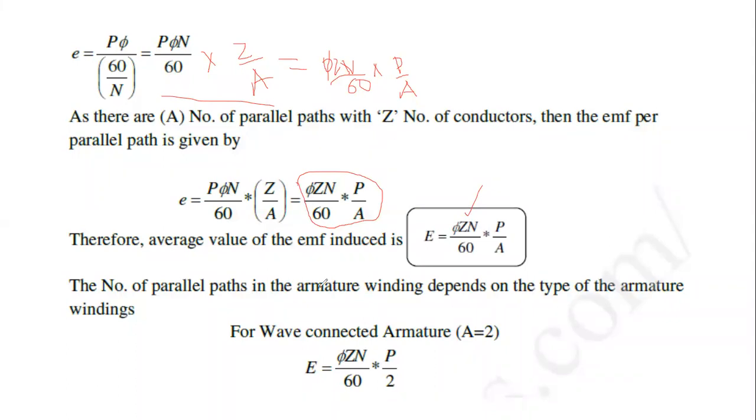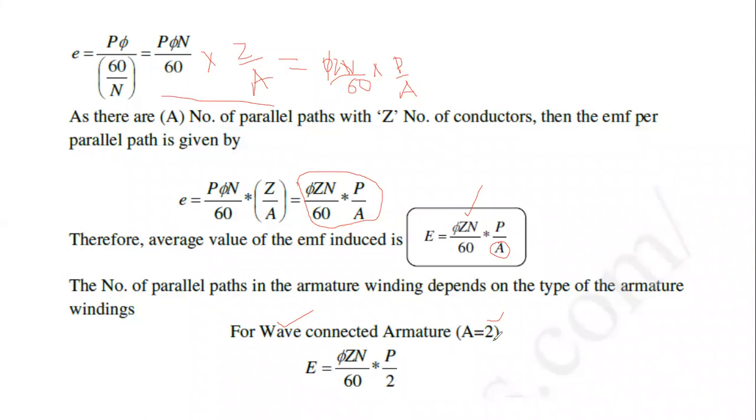The number of parallel paths in the armature winding depends on the type of armature winding. We have two types of windings: the wave winding and the lap winding. In the wave winding, A, the number of parallel paths, will be equal to 2. Then the EMF generated Eg equals pi Z n by 60 into P by 2.